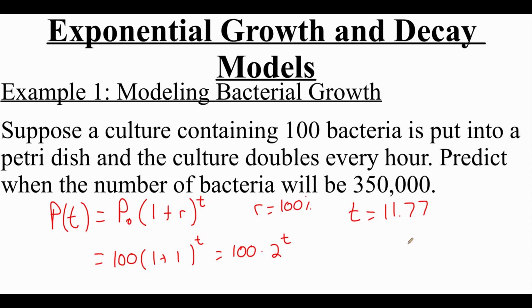If we think about what that means in the context of this problem, the 11 means 11 hours, but the 0.77 does not mean 77 minutes. Remember, there are 60 minutes in an hour, so if we think about that 0.77 as a percentage of 60 minutes, then that's really about 46 minutes. So after 11 hours and 46 minutes, our population will reach 350,000 bacteria.